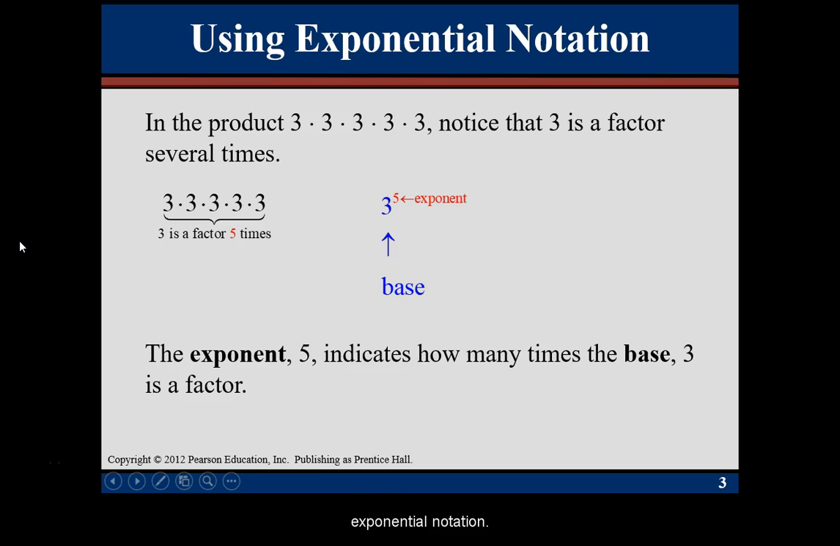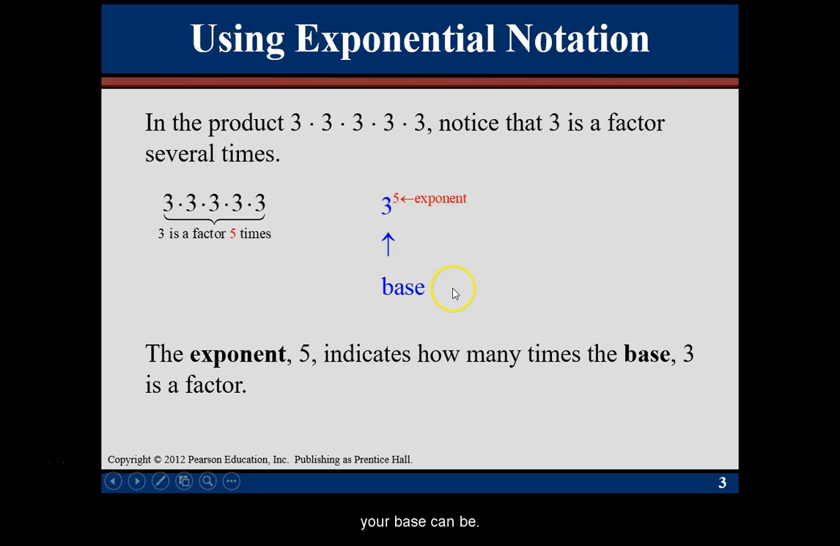We use exponential notation to show repeated multiplication. So if you want to multiply 3 by itself 5 times, instead of writing out 3 times 3 times 3 times 3 times 3, you can say 3 and then use a small superscript, a small floating number up to the right, of a 5. That's an exponent. So instead of writing out 3 5 times, I can say 3 raised to the 5th power. Power is another way to refer to an exponent.